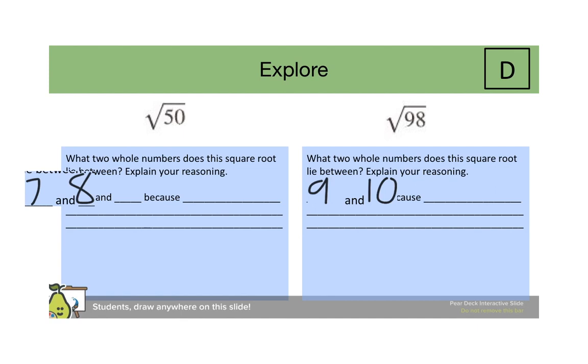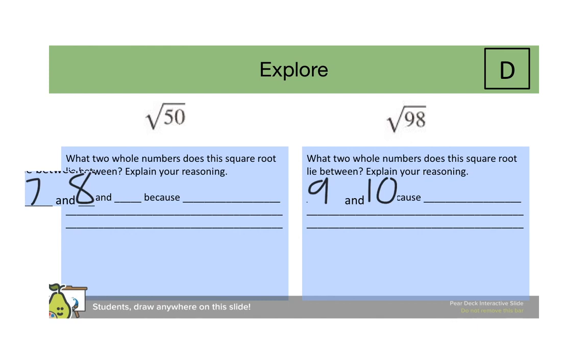So after they complete this slide of the Explore, you can discuss what strategy did you use to figure out the two whole numbers. So one can be, I made a list of perfect squares, then found which two numbers the number was between. Did anyone use inequality symbols when writing their answers? So some people may have said, for example, 2 is less than square root of 5, which is less than 3.